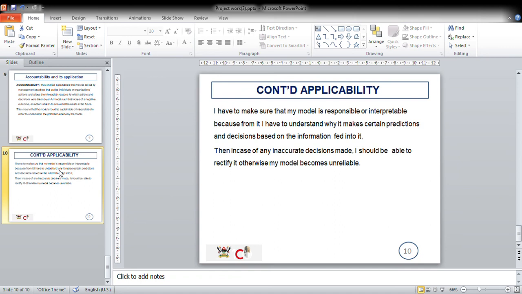Any model that predicts inaccurate information, and we are unable to find out why it comes out with inaccurate information, that means that model is unreliable, and therefore the public cannot trust it, or depend on it for a given decision that it makes. I hope you understand this.